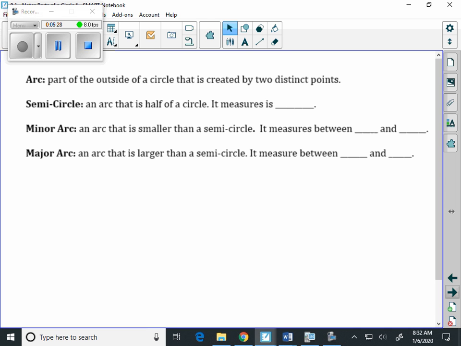Some more vocabulary here. An arc is part of the outside of the circle that's created by two distinct points. I'll go back and use our previous circle in a minute, and you might want to highlight it. That's what I'm going to do. But a semicircle is an arc that is half the circle. So if the entire circle is 360 degrees, then half the circle is going to be 180 degrees.